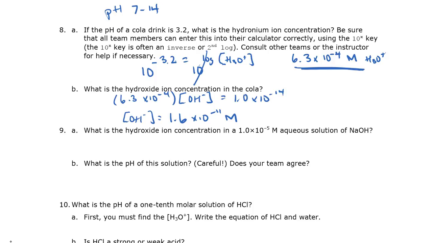Let's go on and do number 9. What is the hydroxide ion concentration in a 1.0 times 10 to the minus 5th molar aqueous solution of sodium hydroxide? Pause the video and write your answer. Pause now.